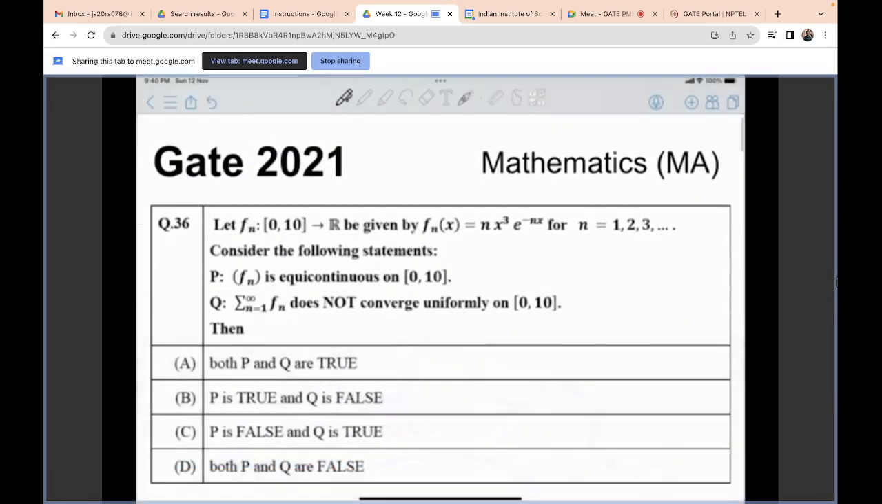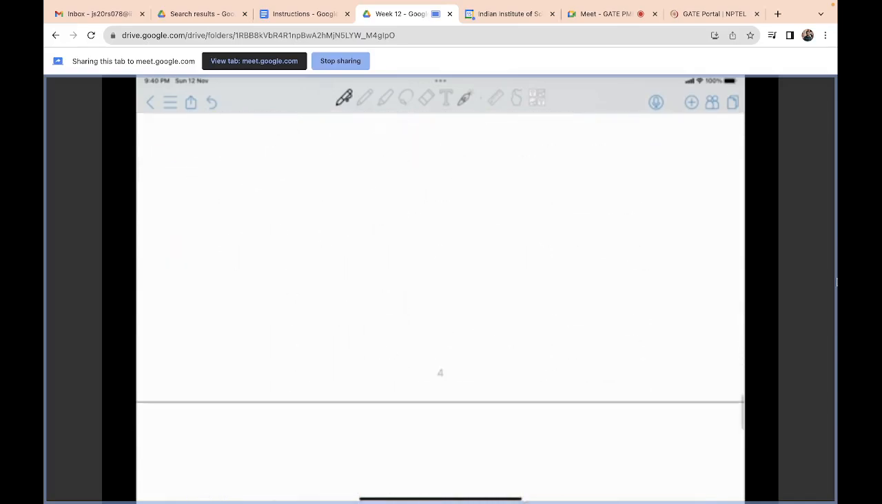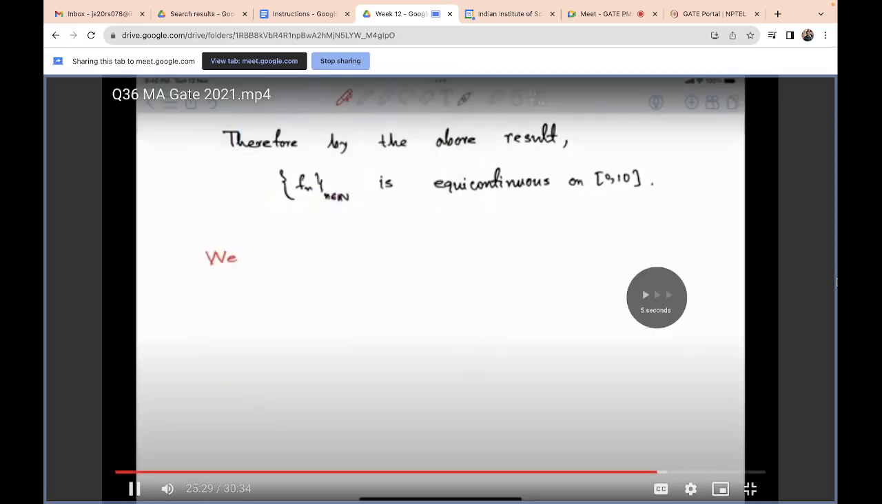And what is the next one? It's saying that the summation of fn does not converge uniformly on 0 to 10. And this is also easy, just use the Weierstrass M-test for the next one.